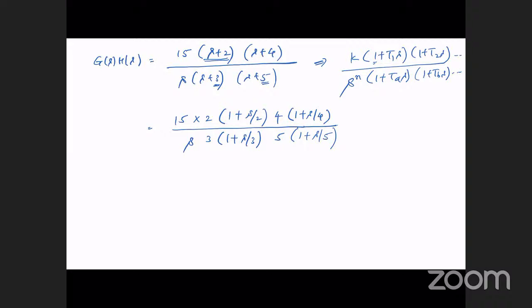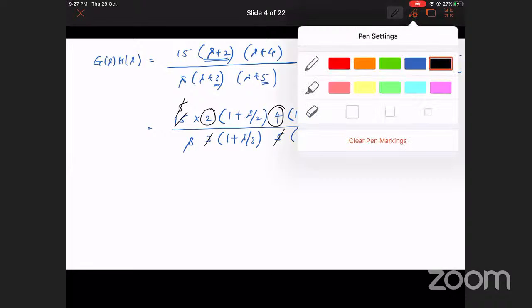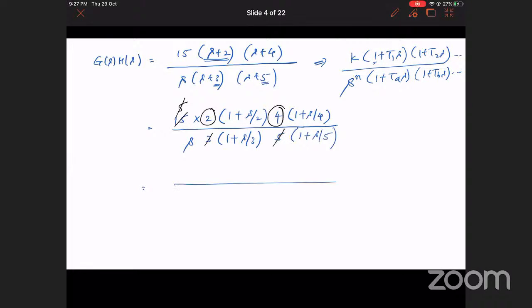So let's try to cancel out some terms. As you can see, 3 fives are 15. This 5 and 5 get cancelled. 2 multiplied by 4 becomes 8. So what we have in the numerator is 8. Let me write it again. You have 8 over here, then 1 plus s by 2, 1 plus s by 4, then s as it is, s to the power 1. Then 1 plus s by 3, then 1 plus s by 5. I hope everybody got that.